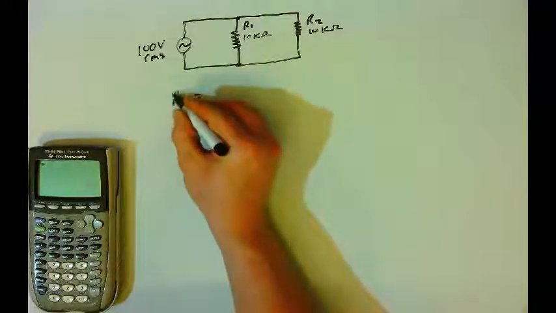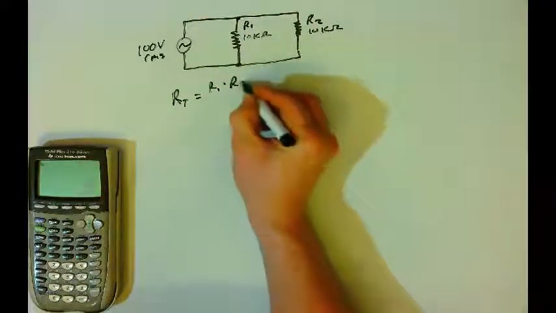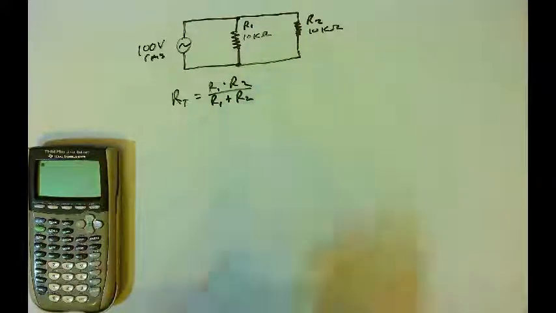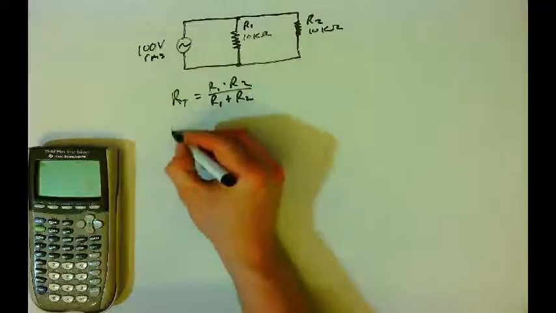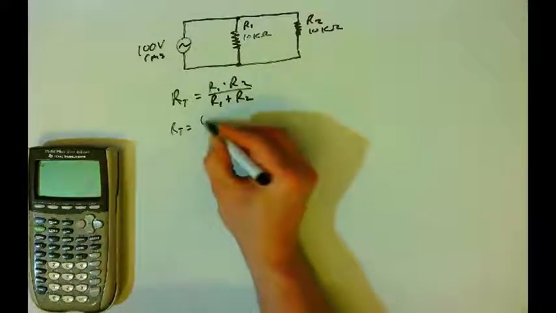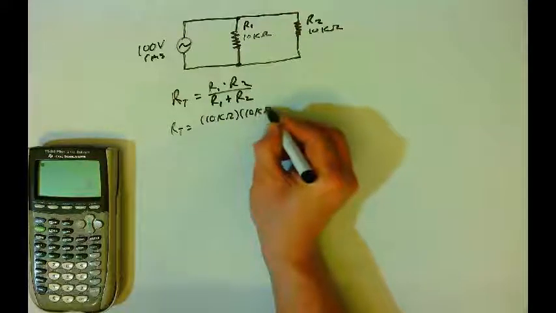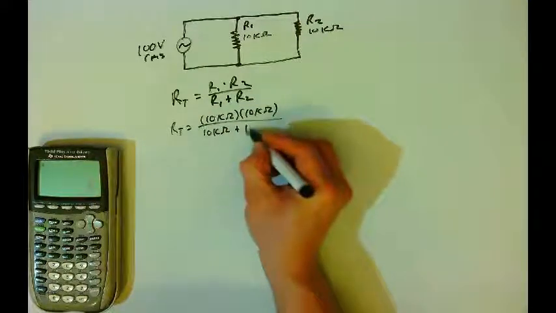And so the total resistance in a parallel circuit will be the product divided by the sum. So the total resistance will be R1 times R2 divided by R1 plus R2. So the total resistance will be 10 kilo ohms times 10 kilo ohms divided by 10 kilo ohms plus 10 kilo ohms.